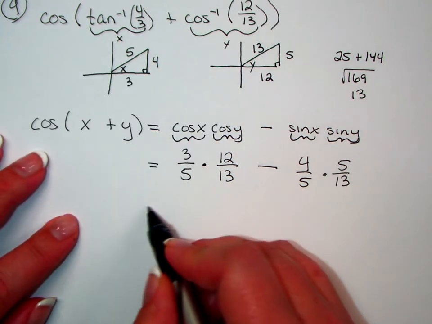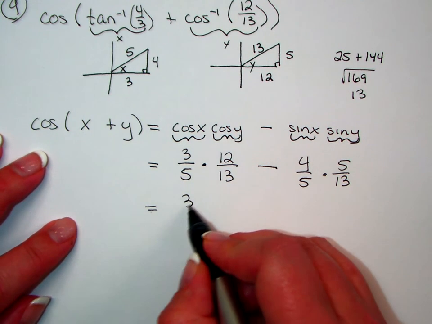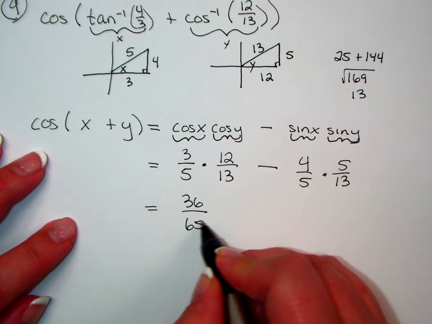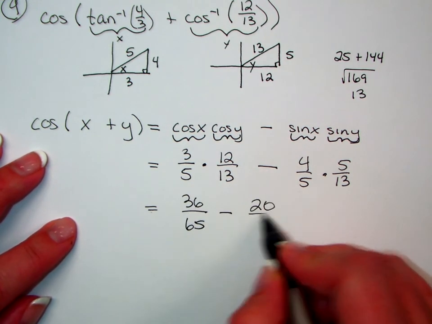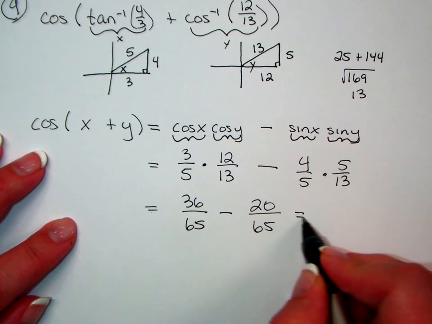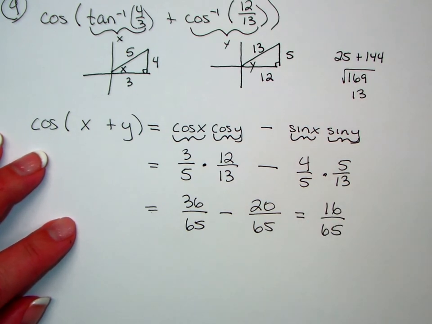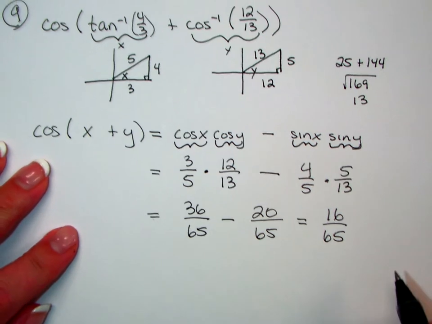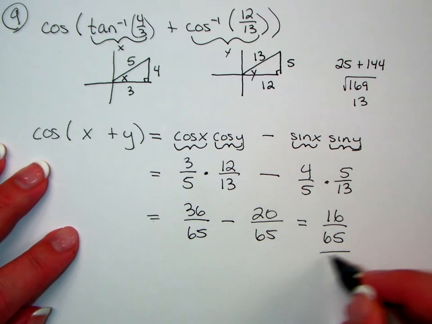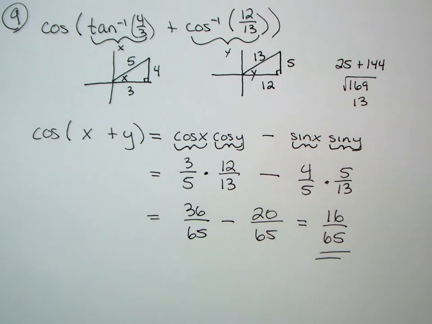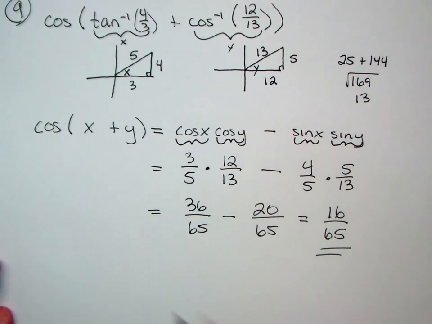Right? So to simplify this, I'm going to get 36 over 65 minus 20 over 65 is 16 over 65. So the exact answer is 16 over 65. Not so bad, right? So let's do a couple more, 2 more, just like this.